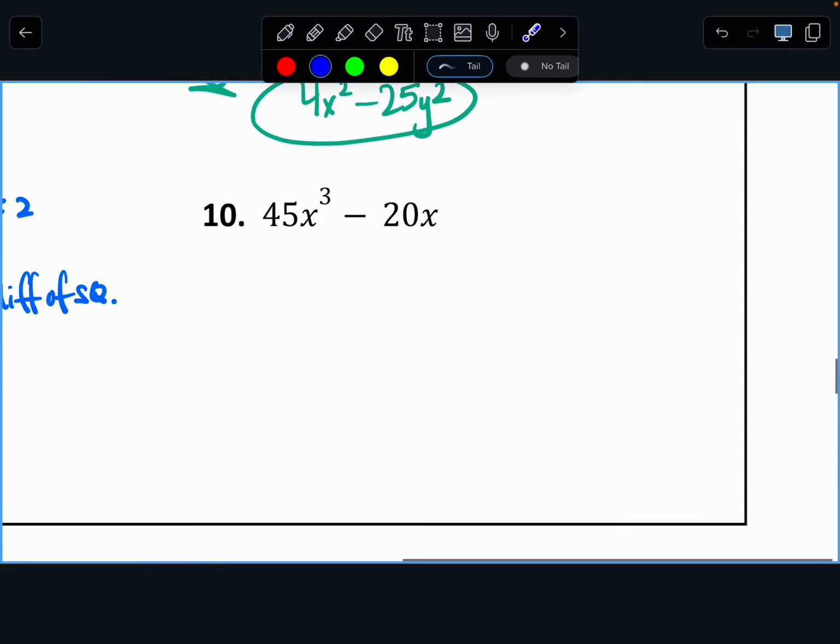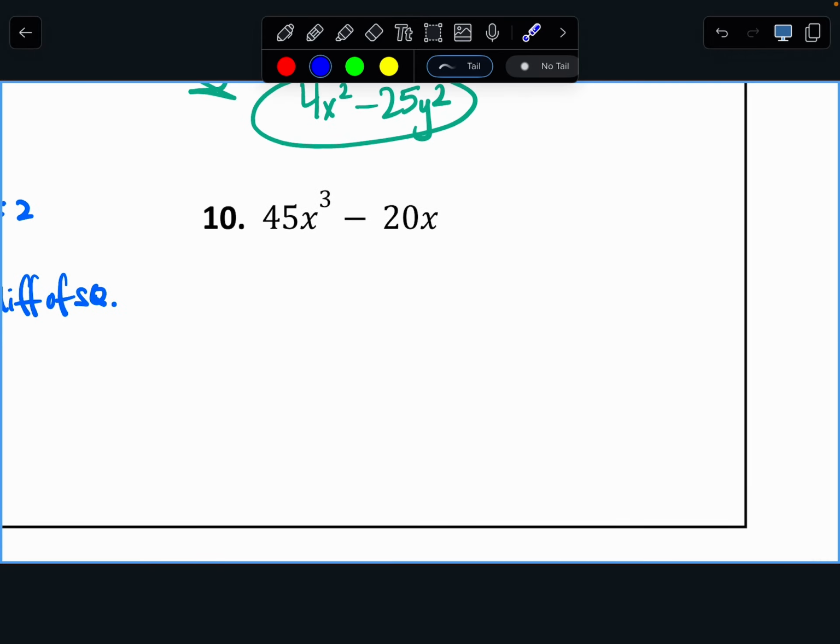All right, let's look at number 10. 45 and 20 are not perfect squares. And X cubed and X are not perfect squares. But what can I divide both of those by? What's the greatest common factor between 45 and 20? Go look on your card. 45 and 20. 5 is the greatest factor.